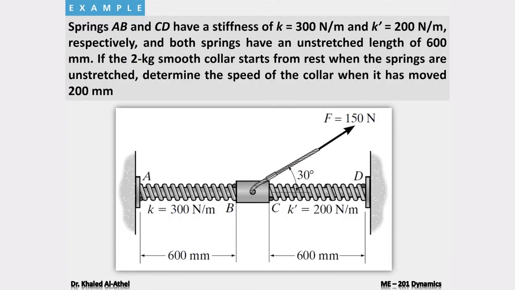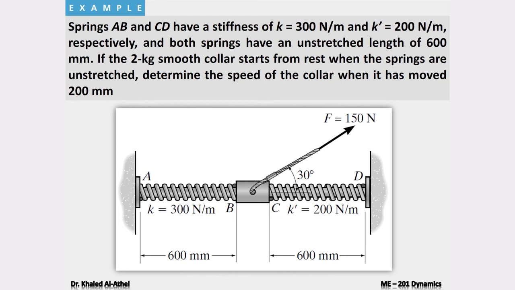Now we have another quick example just to explain the idea of springs. In this problem, we have springs AB and CD with a stiffness of 300 and 200 Newton per meter respectively. So each one has a different stiffness. Both springs have an unstretched length of 600 millimeters. Keep in mind, if you look at the figure below, they are originally at the unstretched length.